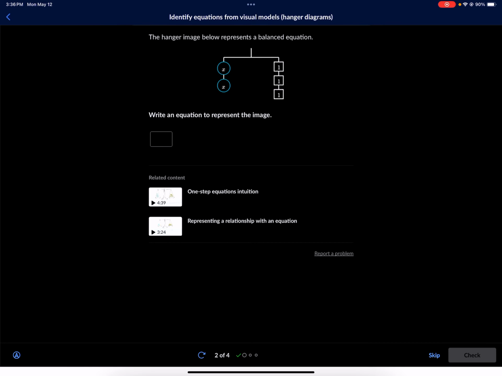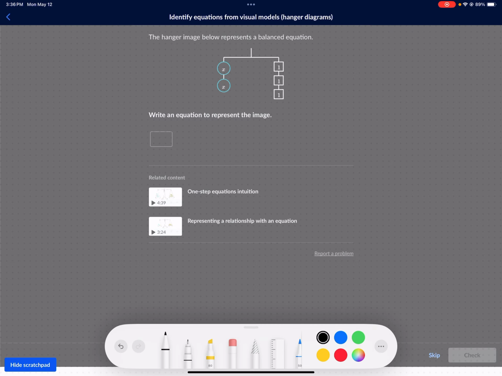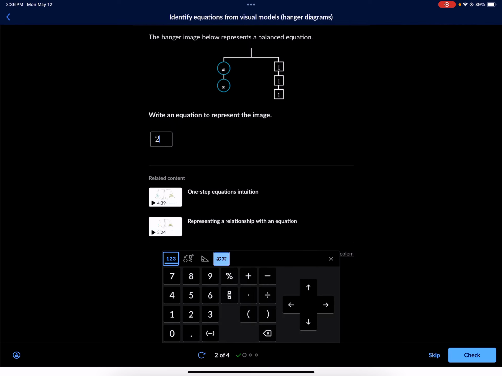Okay, moving along. The image below represents a balanced equation. So now we're actually going to add the ones. What's 1 plus 1 plus 1? 3. And then that will be equal to x and x. x plus x is 2x. Yep. 2 times x is adding x twice. So that's our equation. 2x is equal to 3.